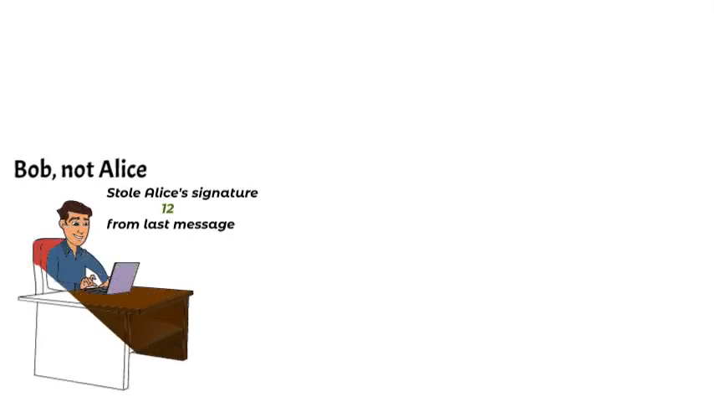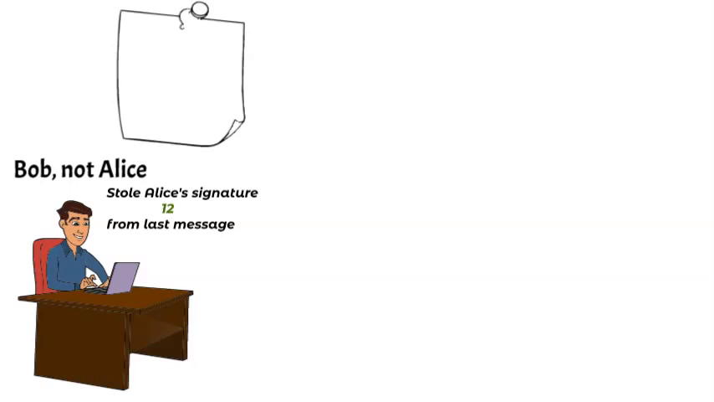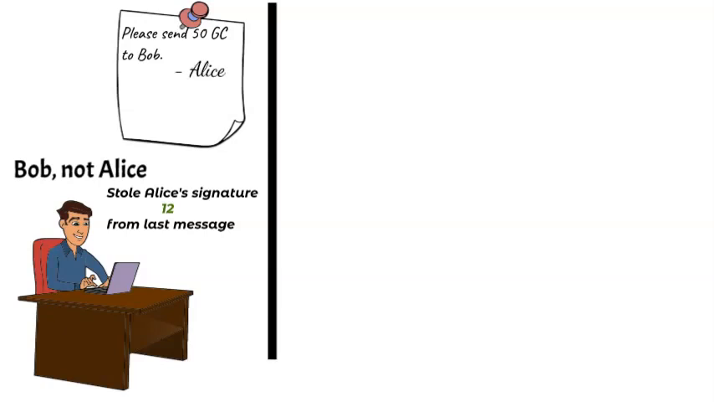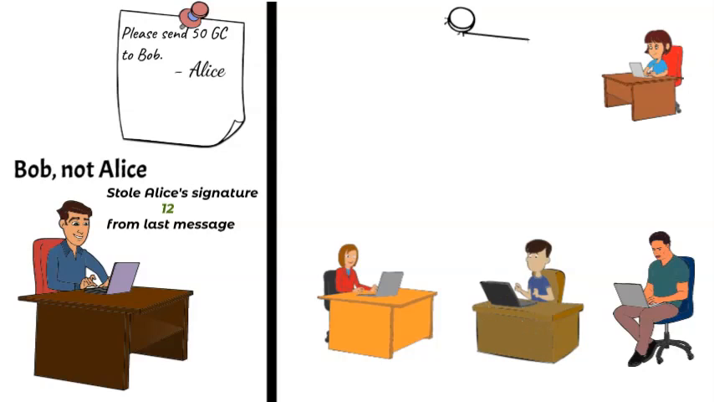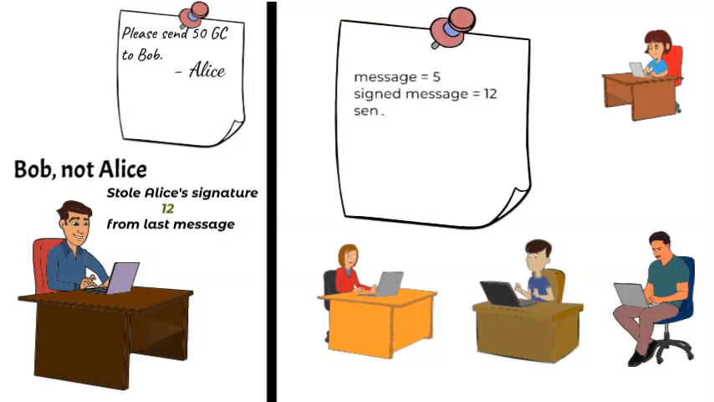That would be a problem if the signature didn't change. So now Bob, not Alice, sends a message that says, "Please send 50 God Bitcoin to Bob." Again, this is translated into numbers. So the community sees the message is equal to 5. They know exactly what that means. They know that means please send 50 God Bitcoin to Bob. They see the signature of 12. They see that sent from public key 21 with the same verification formula.